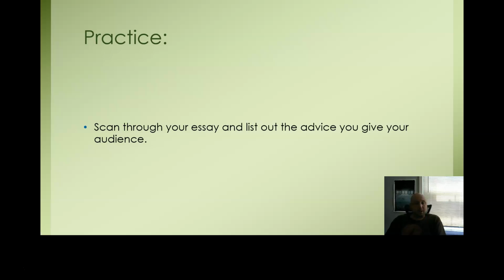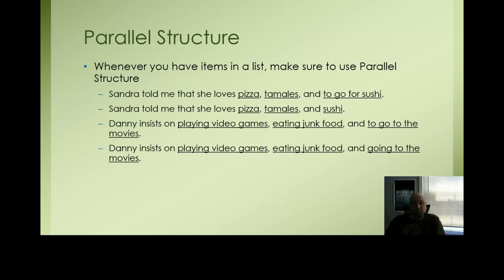So let's take a minute to practice. Told you we're going to do this step by step. So the first step is to scan through your essay and just list out the advice you give to your audience. Just go through and write it down in a list, on a piece of paper. It doesn't have to be in a sentence. Just write it all down. Okay, good. So now we have a list of advice on our page.